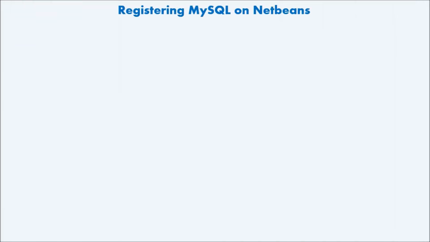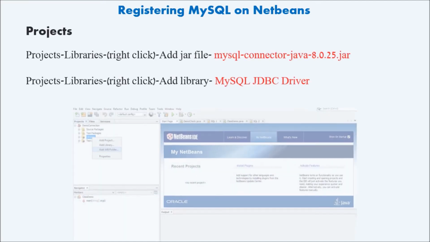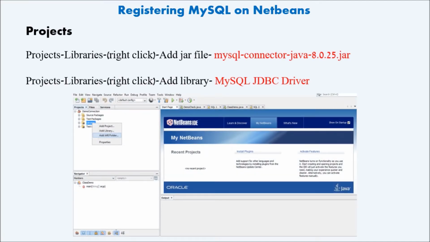The next very important stage is registering MySQL on NetBeans. To follow the following steps and get the connection done, you need to first include a project. After including the project, on the left side, as you can see, you will see projects. In that, you see the library folder. Right click on that. You'll find an option saying add jar file. So select that and select the required MySQL connector.